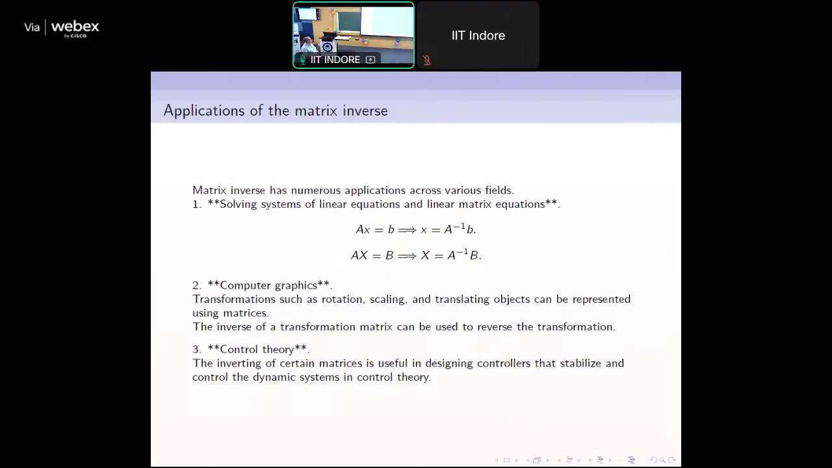Matrix inverse has numerous applications. The main application of the usual matrix inverse is in solving linear equations and linear matrix equations. If we can compute the usual matrix inverse, then we can easily solve a system of linear equations using this inverse. Also, we can solve a linear matrix equation.